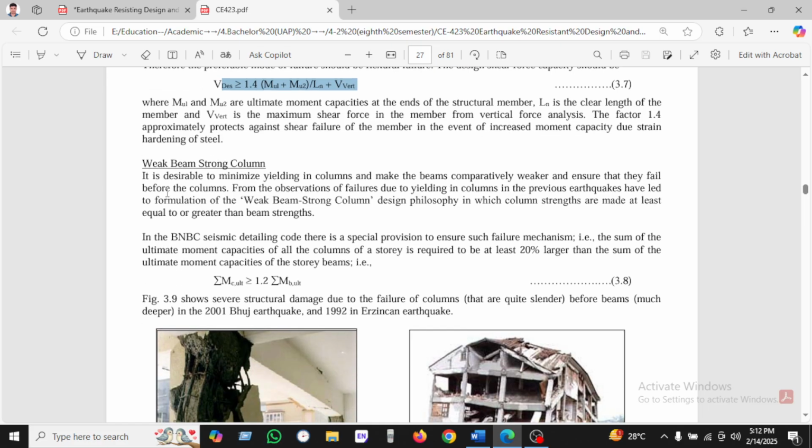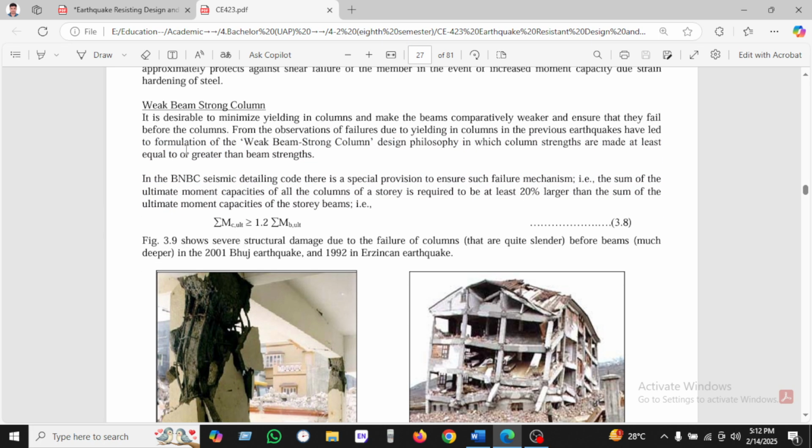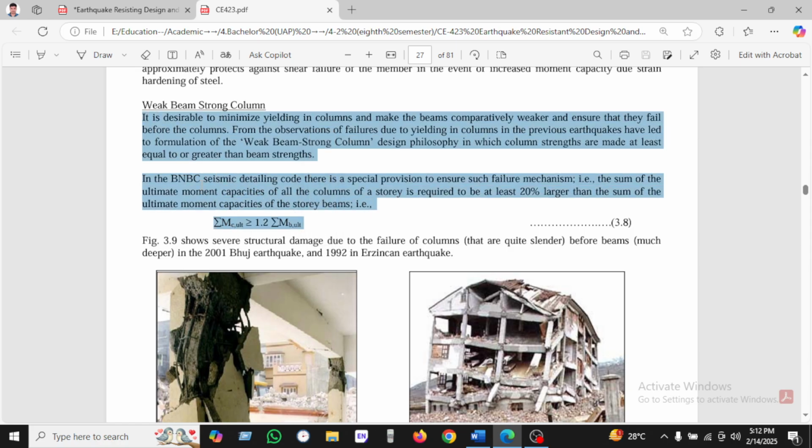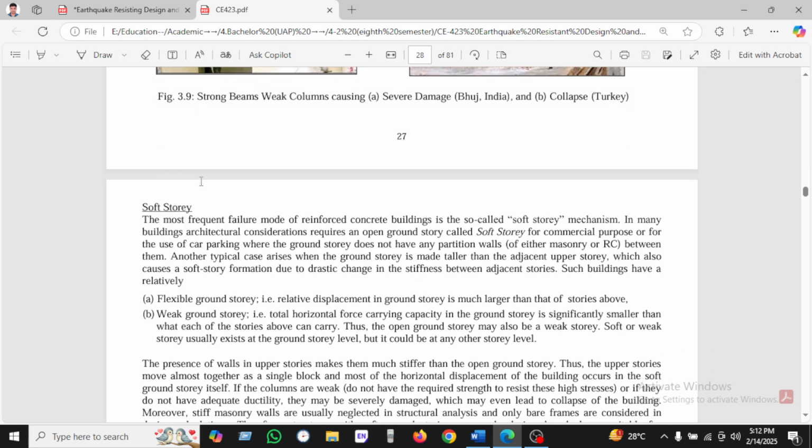Okay, it is desirable to minimize yielding in the column and make the beam comparatively weaker, to ensure that the beam fails before the column, and to avoid failure due to yielding in the column. Previous earthquakes have led to the formulation of the weak beam strong column design philosophy, with column strength at least equal to that of the beam. I have already read this, so I'm not reading it again.